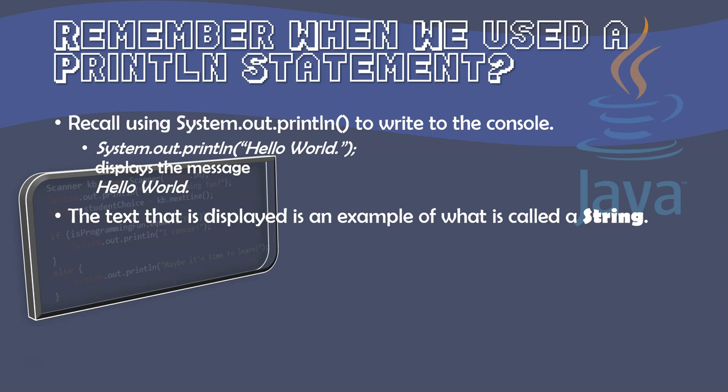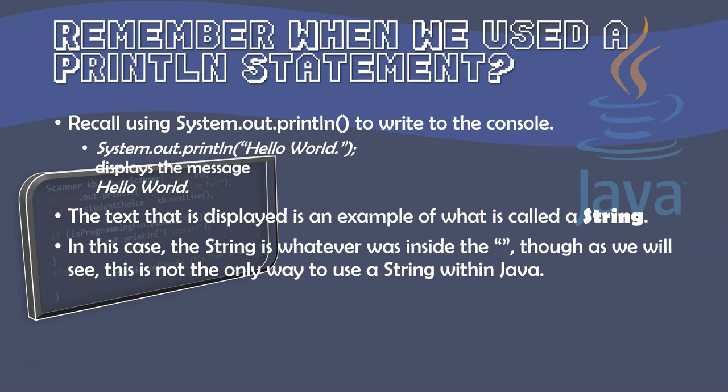Now, the text that is being displayed, the Hello World, is an example of what is called a string. And the best way to think about a string is it's a collection of characters. You think of it as like a word or a phrase, maybe multiple words or phrases. So again, a collection of characters is the best way for us to define what a string is here in Java.